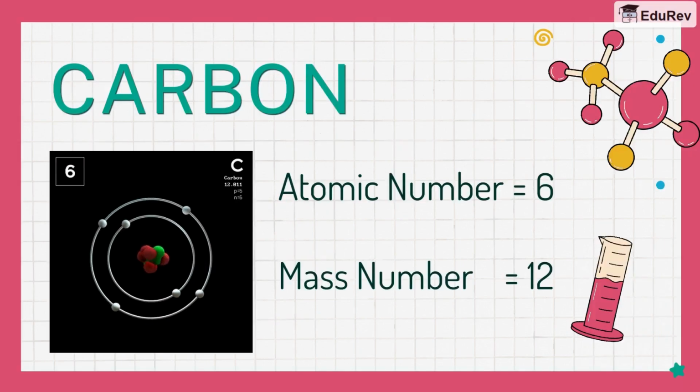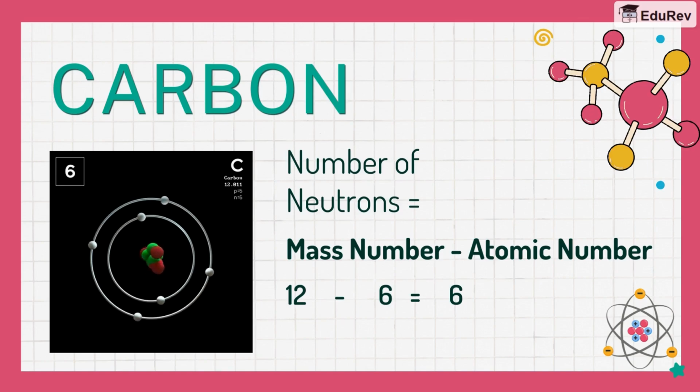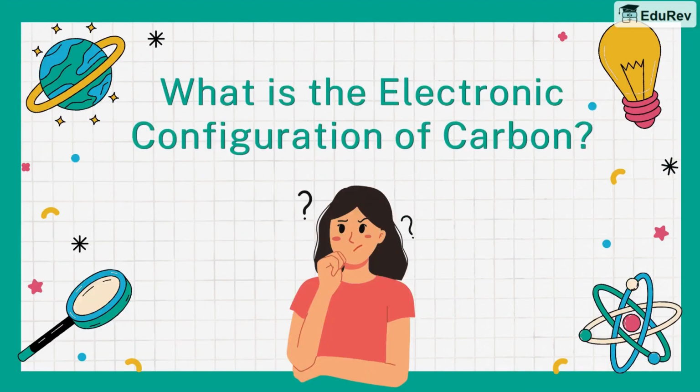So, when we talk about carbon, we know that its atomic number is 6, and its mass number is 12. And as you recall, the number of electrons and protons is equal to the atomic number. So carbon has 6 electrons and 6 protons. The number of neutrons is given by mass number minus atomic number, which is equal to 6. But for now, let's focus on the electrons. What is the electronic configuration of carbon?